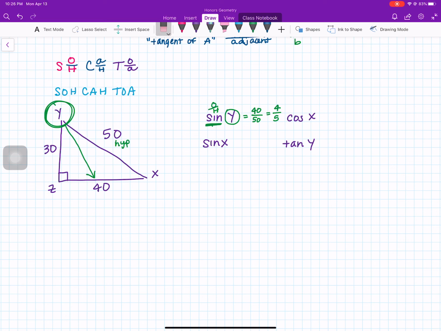Now, the next one, if we go down, it's talking about the sine of x. So this time we're still doing opposite over hypotenuse, but now we're changing the angle that we're looking at. So the sine of x, I'm looking here, opposite is 30. And the hypotenuse of the triangle is still 50. So this is 30 over 50, which is 3/5.